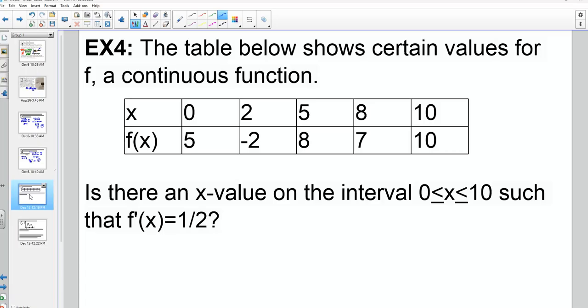All right, the table below shows certain values for f, a continuous function. I think that I have made an error on these notes because I can't answer this if it just says continuous function. What do I have to have? I have to have a differentiable function. So let's call it a differentiable function. I need to change those.